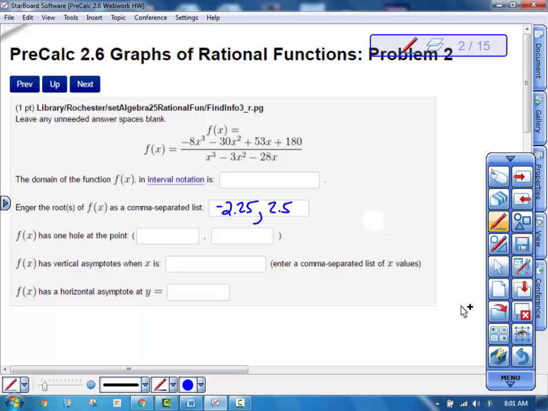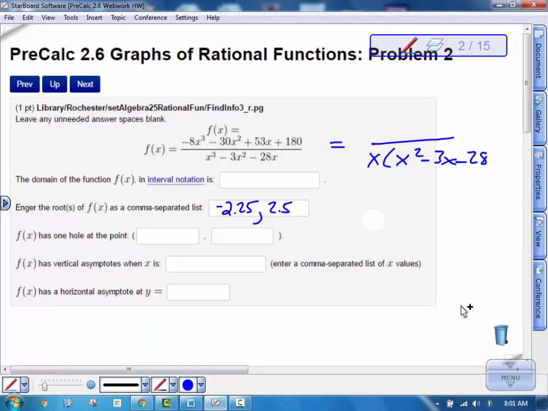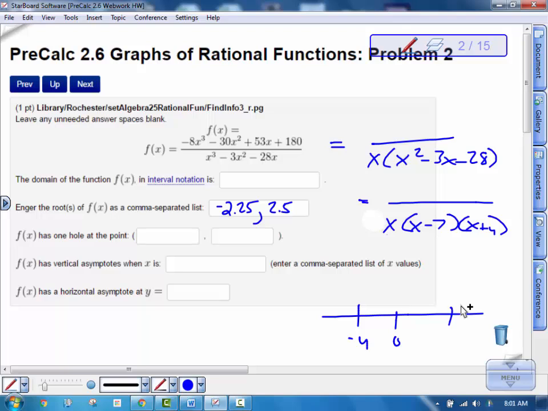It has one hole, so I'm going to factor the bottom. The bottom in this case factors into, if you pull out an x, x squared minus 3x minus 28. And then if you simplify that, you can factor that into two linear factors, x minus 7 and x plus 4. So that helps us see where the function is undefined, so we can give the domain from there. Basically, we have undefined values at negative 4, 0, and 7.